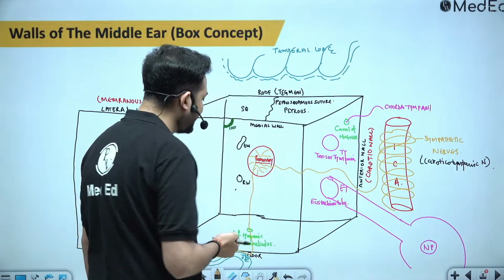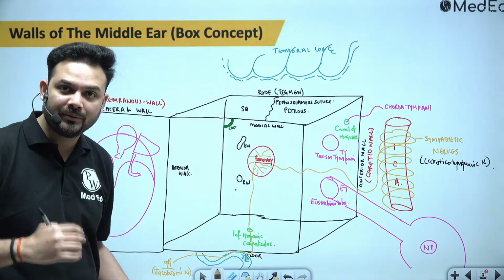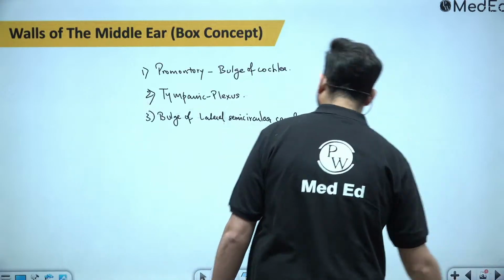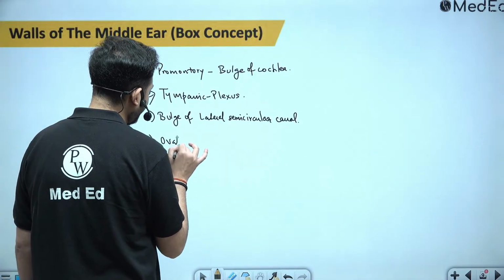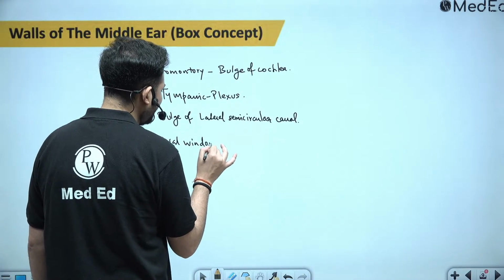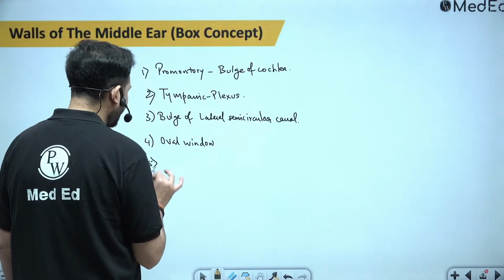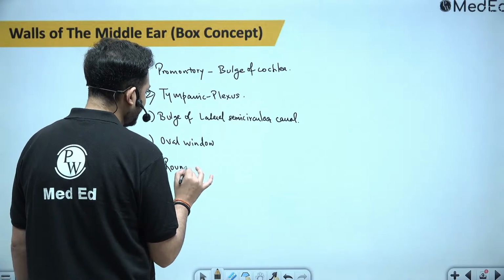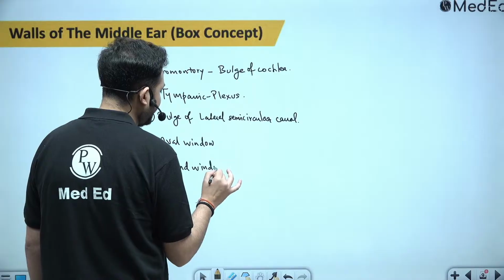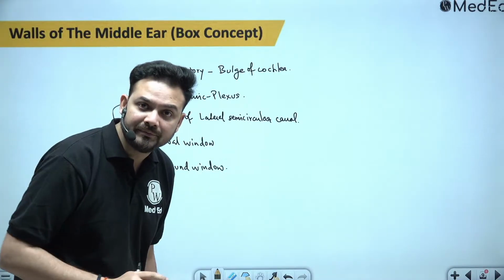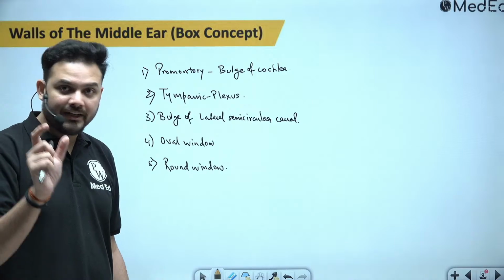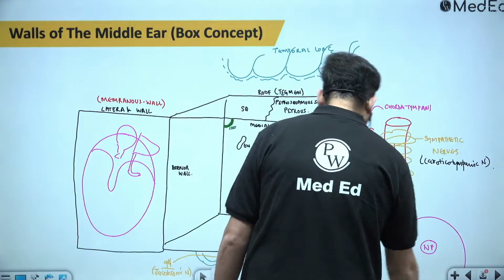So one is oval, one is round. One oval window, one round window, right? So we have two windows, one present posterior superior, which is called the oval window, which is a little elliptical or oval, and the other one is called the round window, which is present posterior inferior to the promontory. Okay, this much is clear.